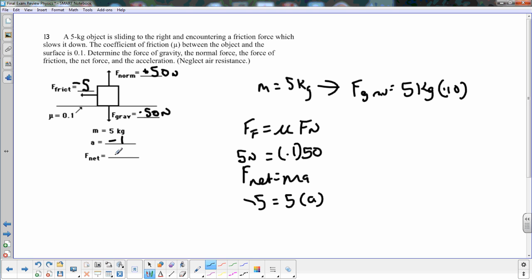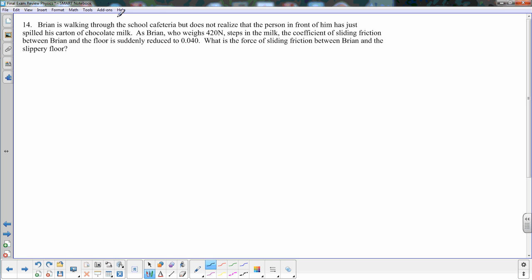Brian is walking through the school cafeteria. These will actually go pretty quick. He does not realize that the person in front of him just dropped his carton of chocolate milk. Oh no. Brian, who has a weight of 420 newtons. Let's draw Brian. He's got a weight of 420, which means he's got a normal force also of 420. So Fn equals Fg, or weight force.